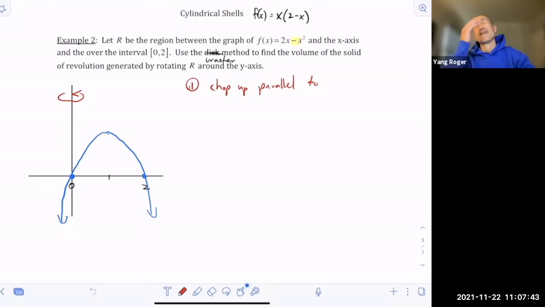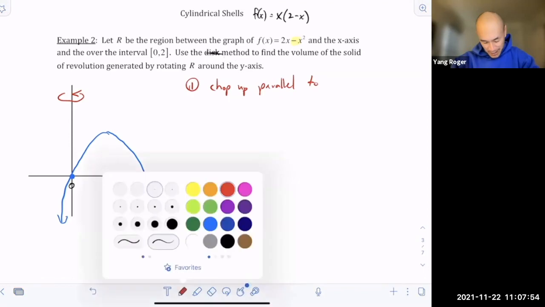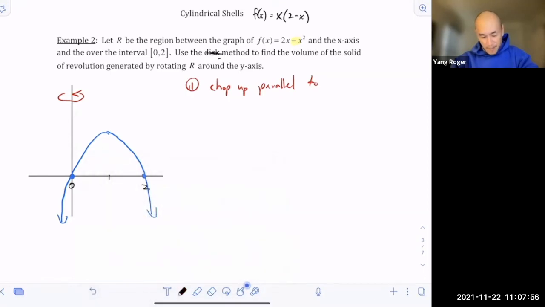Oh man, I didn't mean washer. I meant shells. Sorry. Like I said, washer. I meant shell, obviously, because we're doing shells right now. Shell for sure.